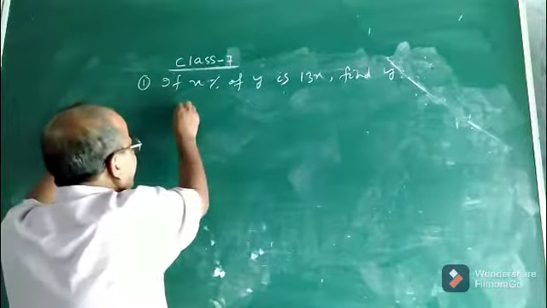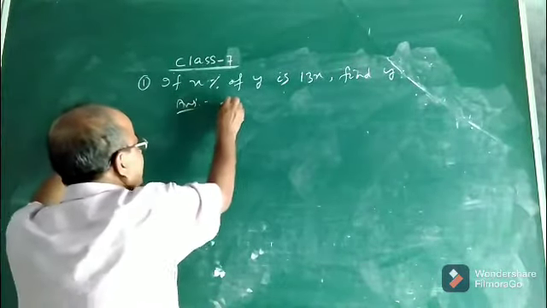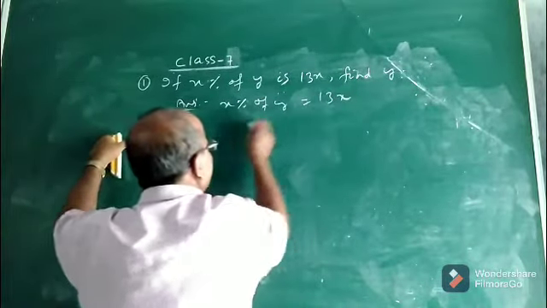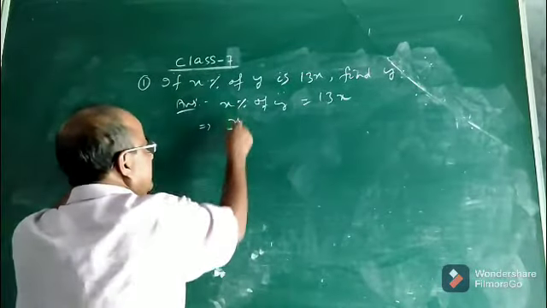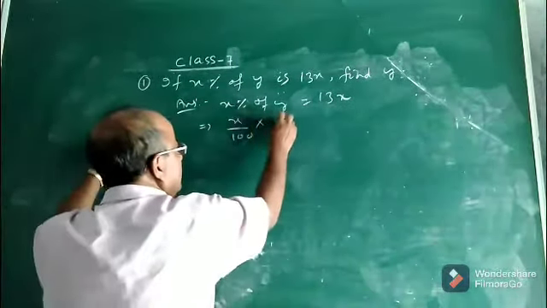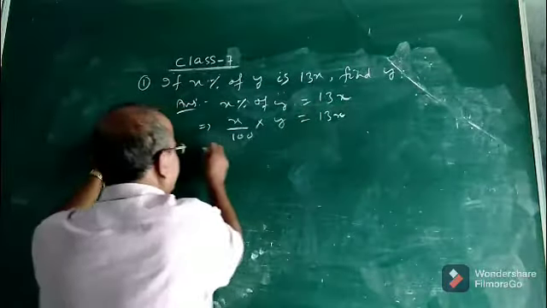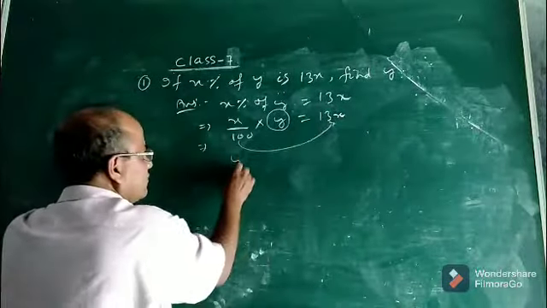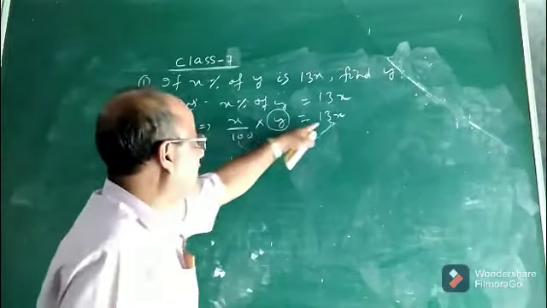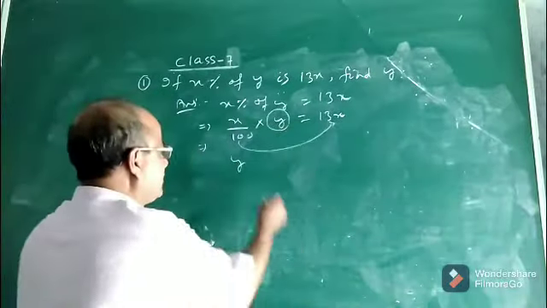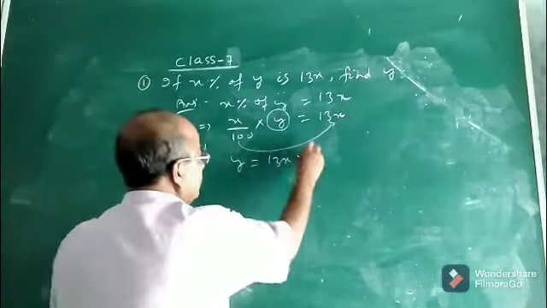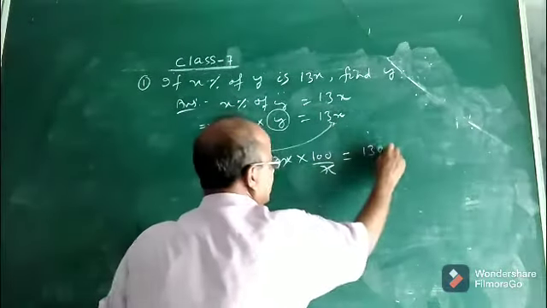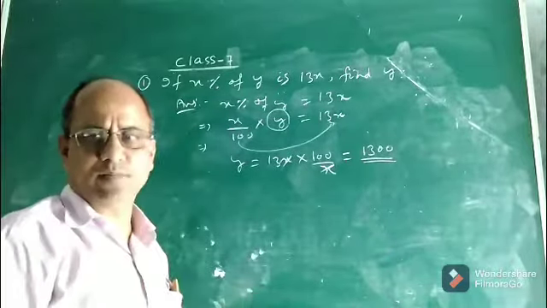x% of y equals 13x. Now, x% means x by 100, and of means multiplication, so x by 100 into y equals 13x. To find the value of y, we take x by 100 to the right hand side. This one is multiplied, so on the right hand side it will be divided. So y will be 13x into 100 by x, and x cancels, so it will be 1300. So the value of y will be 1300.